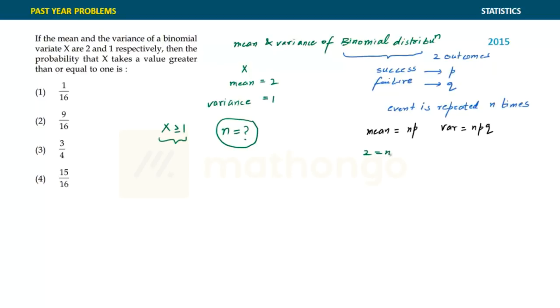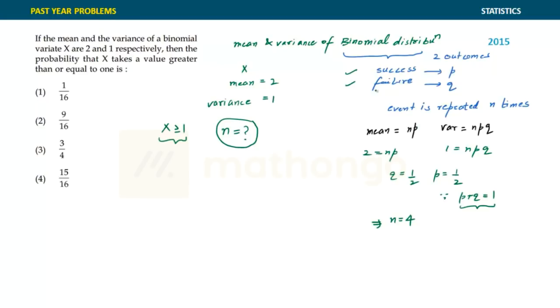So for example, mean is given to be 2. So that means 2 is equal to NP, and this is also given variance. So variance is 1 is equal to NPQ, and if you divide both of them, you will definitely get Q is equal to 1 by 2. Put that over here. Now if Q is equal to 1 by 2, that implies P is also 1 by 2. Why? Because P plus Q is equal to 1, because either you will be successful or you will fail at the event. So P plus Q is equal to 1. So if Q is equal to 1 by 2, P is equal to 1 by 2, and this implies that N is equal to 4. So that means the event occurred 4 times.